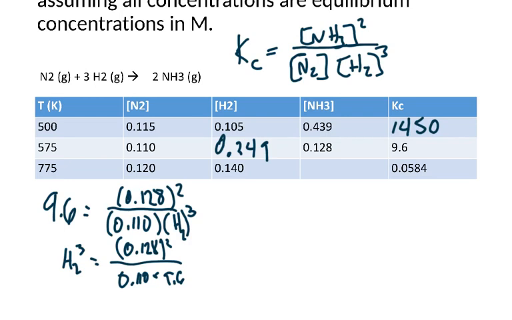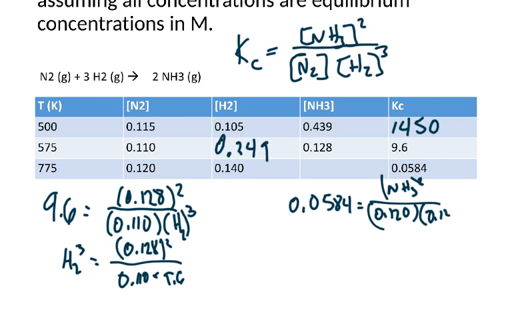Then for our last one, it's going to be very similar. In this case, our 0.0584 is our ammonia squared over 0.120 times 0.140 cubed. So we can take these, multiply over here, and then take the square root, and we get an answer of 0.00439. And you can see that this makes sense.